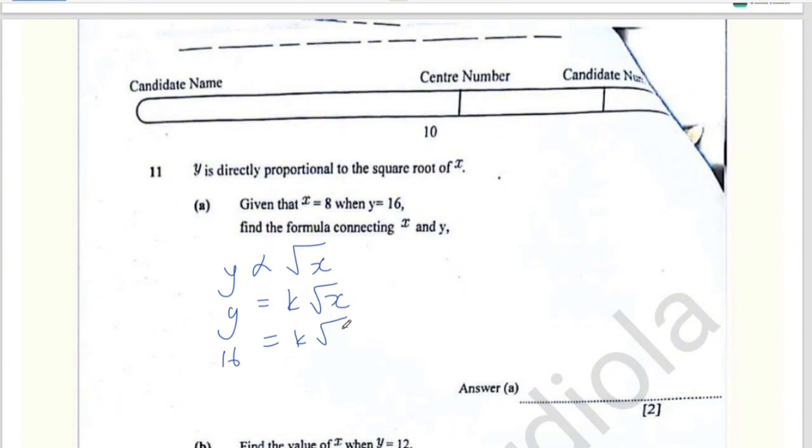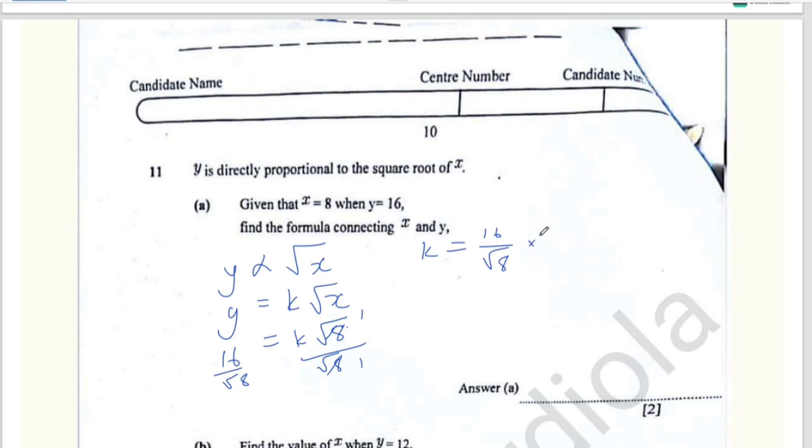16 equals k root of 8. Then we make k the subject of the formula by dividing both sides by root of 8. Root of 8 cancels out on the right side. And on the left side, we're going to be left with k equals 16 over root 8. This is, of course, not the correct way to leave problems with a square root sign. We call these ones surds. We need to rationalize the denominator to remove the surd part.